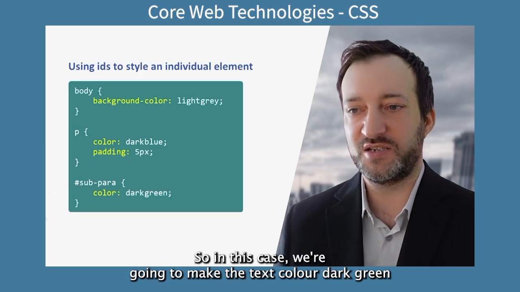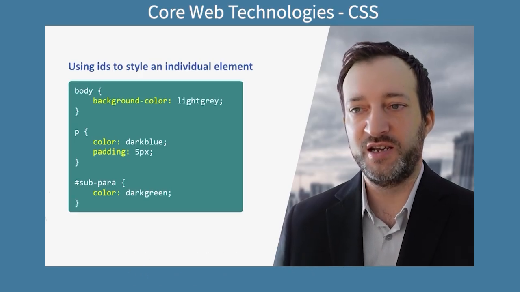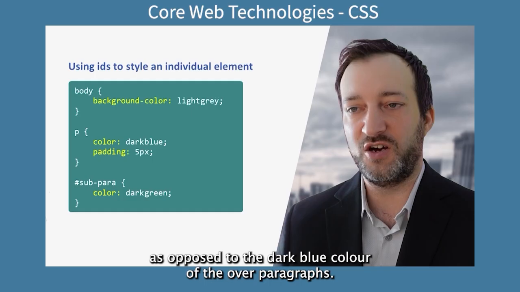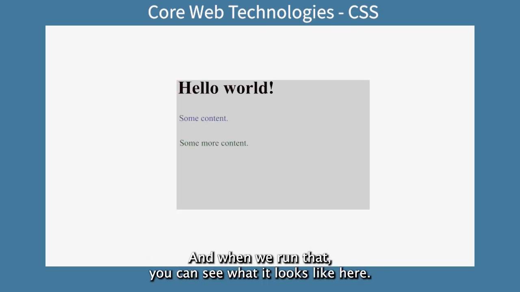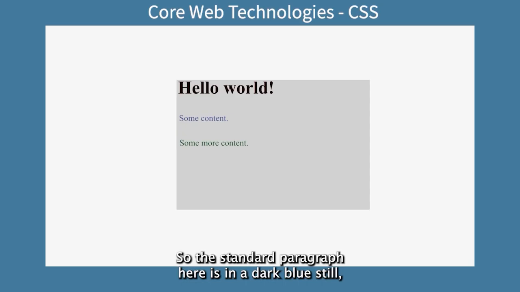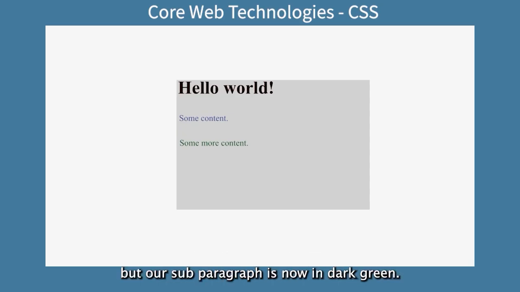So in this case, we're going to make the text color dark green as opposed to the dark blue color of the other paragraphs. And when we run that, you can see what it looks like here. So the standard paragraph here is in a dark blue still, but our sub paragraph is now in dark green.